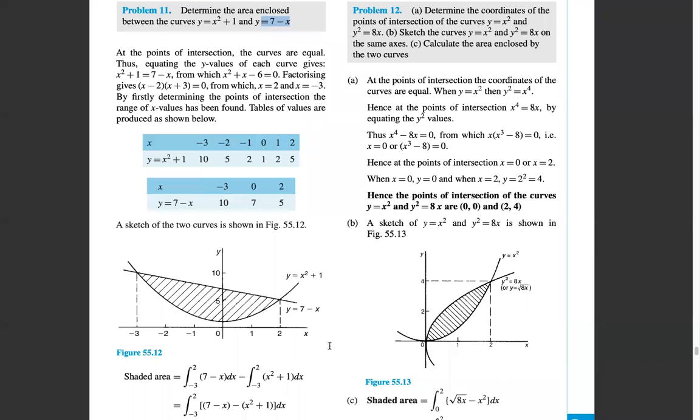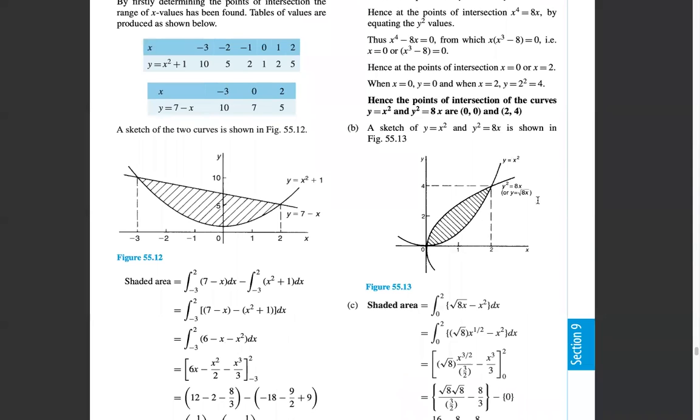Because as the simultaneous equations come in, you have a pair of simultaneous equations to solve. And then you integrate between the limits. However, you have to make sure the bigger function, the function on top, is the one you integrate first. Otherwise, you get a negative area, right?